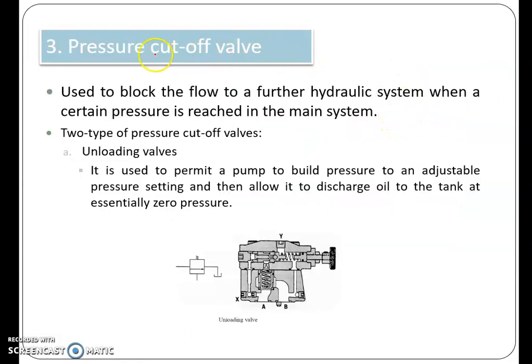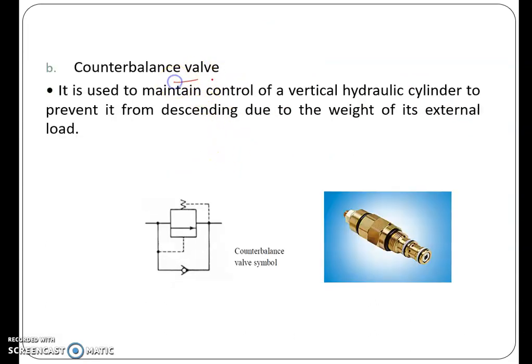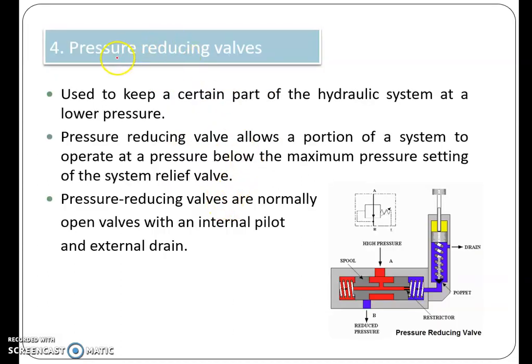Okay, this is the pressure cut-off valve. There are 2 types, unloading and counterbalance valve. Okay, you can see here the symbol. Okay, the pressure reducing valve is used to keep a certain part of the hydraulic system at a lower pressure. Okay, they are open valves.